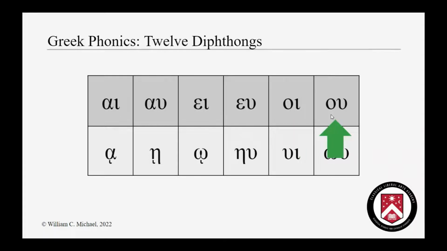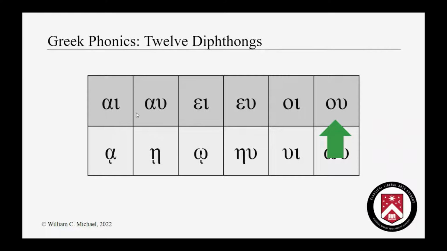The sixth diphthong is made of the vowels omicron and upsilon. Normally, this would be read with the sound ou, as in the classical pronunciation. But in modern Greek classes and textbooks, it's normally read with the sound oo. So when you see this diphthong, remember to read it with the sound oo. You'll normally hear me read it with the sound oo. But if you want it to be perfect, it would be ou.